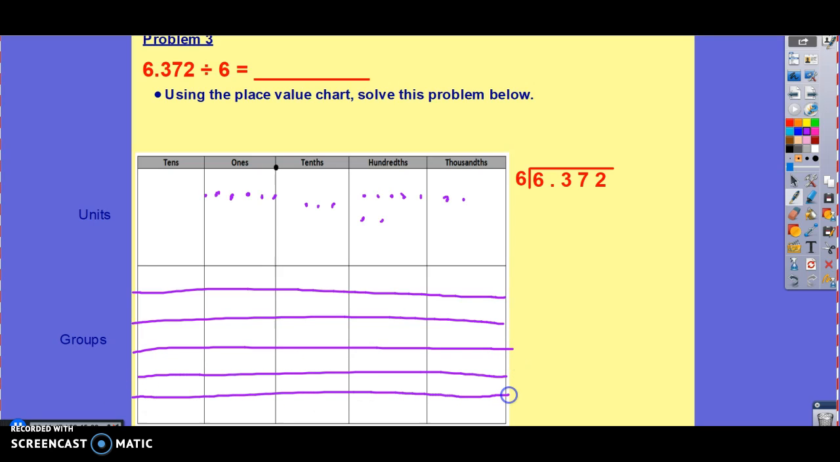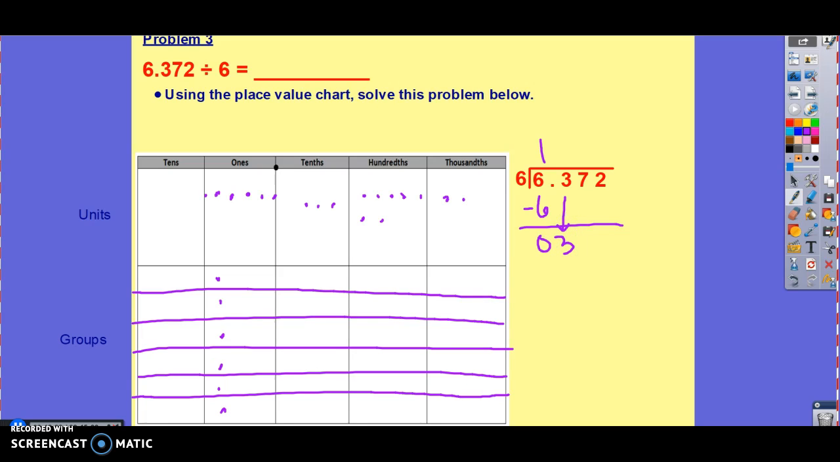And we're dividing 6 into 6 groups, so they'll evenly divide 1 time. 1 in each group. 6 will go into 6 1 time. 6 times 1 is 6. Subtract. Bring down your 3. So now we have 3.